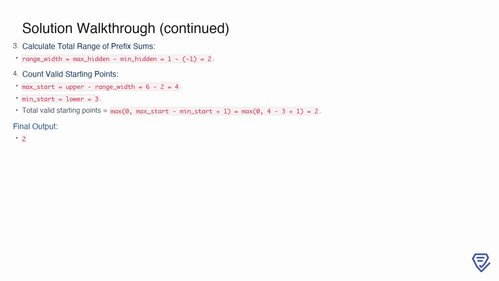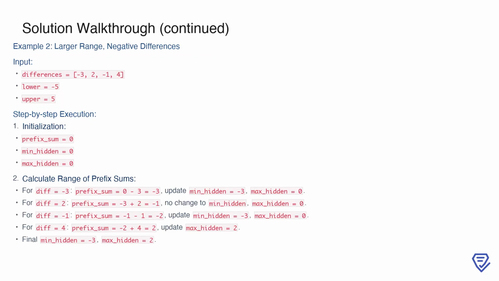Next, we determine the bounds for valid starting points. The max_start is calculated as upper minus range_width, which is 6 minus 2, resulting in 4. The min_start simply equals the lower bound, which is 3. To count the valid starting points, we use the formula max(0, max_start - min_start + 1). Substituting the values, we get max(0, 4 - 3 + 1), which equals 2. Thus, the final output for this example is 2.